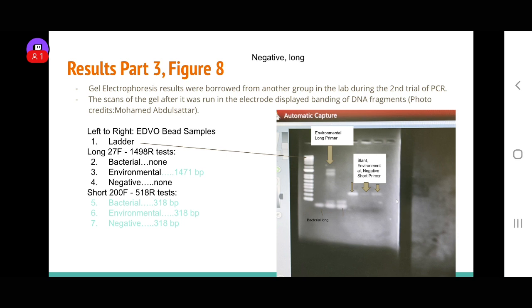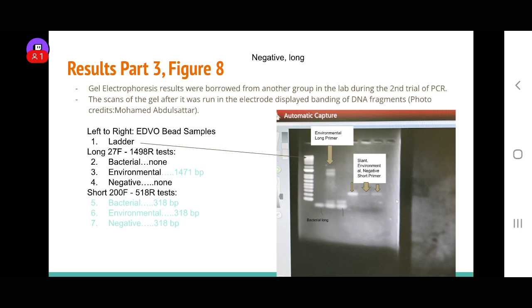On the short primer side, we are expecting a band much closer to the positive end of the electric field on the gel, since the short forward and reverse primers would amplify a shorter region of the 16S rRNA gene. Here in bacterial, which is well 5, we have a 318 base pair band present, which was expected. We also have the same thing in the environmental. It was expected. We still have that 300 or so base pair banding. But in the negative, we have an unexpected 318 base pair band as well.